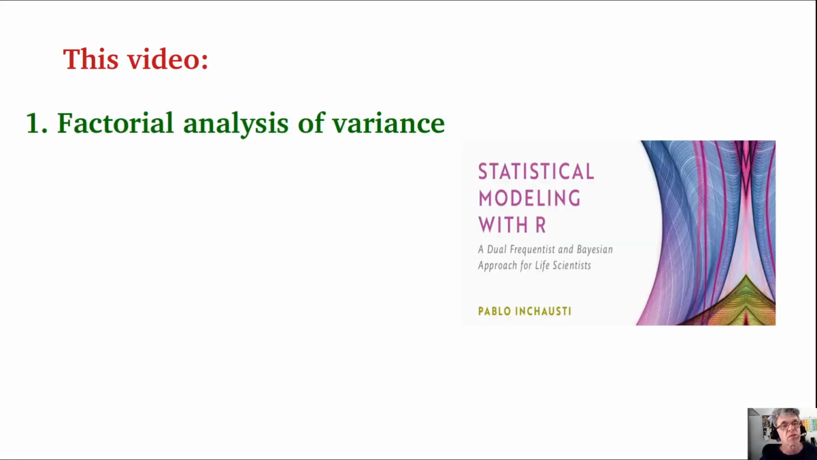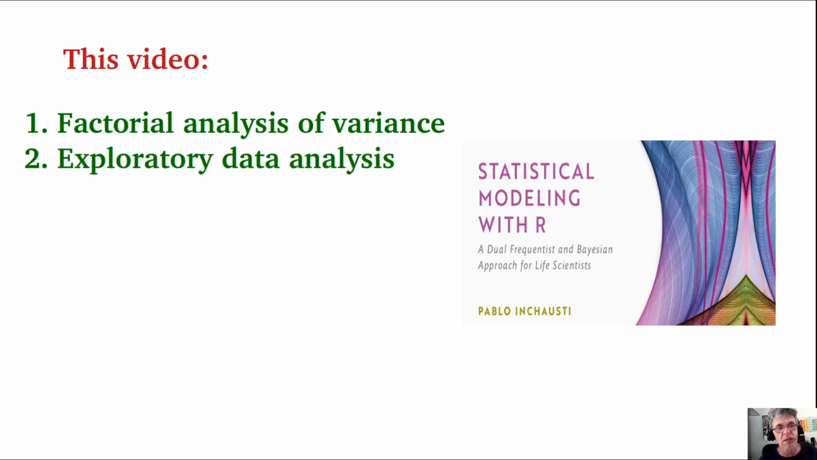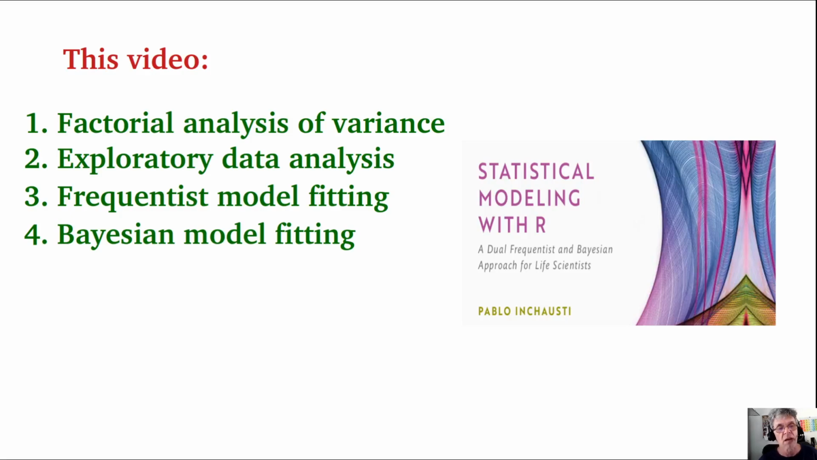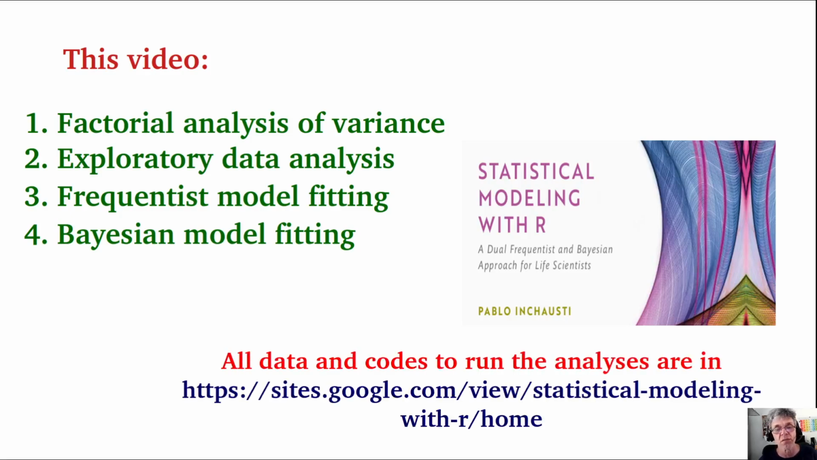In this video, I'm going to talk about the factorial analysis of variance, which is yet another special case of the general linear model that allows analyzing the effect of two categorical explanatory variables on the mean of the response variable. We start again, as usual, with an exploratory data analysis to be followed by the frequentist and the Bayesian model fitting. As in previous videos, all the codes, scripts and data sets to run this analysis are on the website shown on the screen.